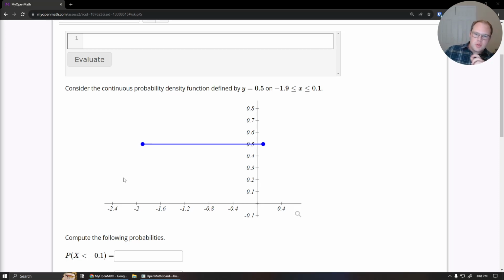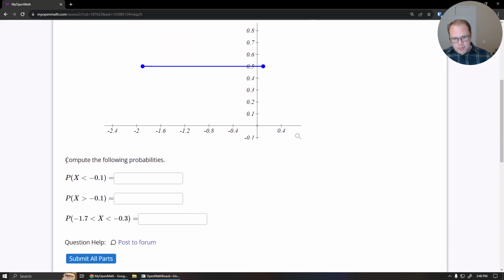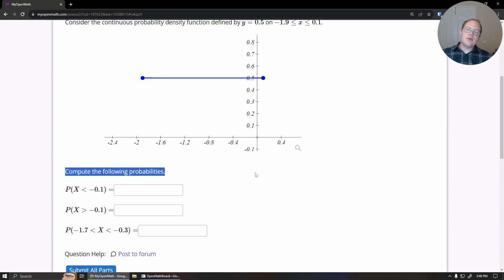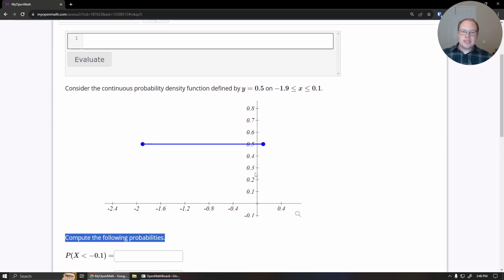Consider the continuous probability density function defined by y equals 0.5 on the interval where x ranges from negative 1.9 to 0.1. Here's a graph of the function, and we want to compute three probabilities. The first thing I want to point out is that this problem is a little different than the last example we did, right? Here we are told that this is a probability density function.